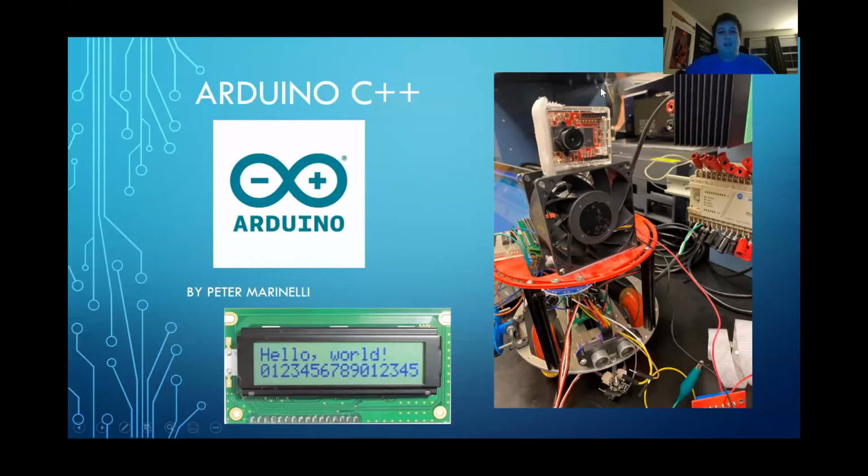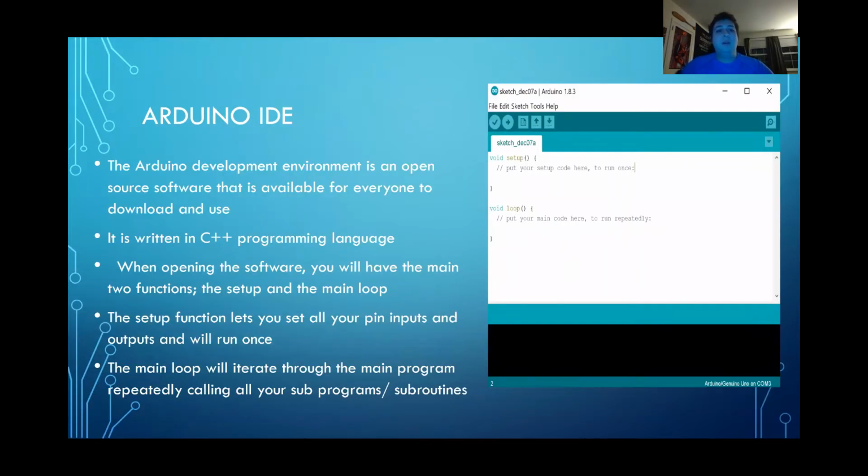Hey guys, today I'm going to talk to you about writing C++ in the Arduino software. The Arduino development environment is open source software that is available for everyone to download and use. I get on to the Arduino website, click download, and you're good. It is written in a C++ programming language. It's actually written in its own kind of C++ language. It's a little different from the one that we're normally used to, but all of it is pretty much the same thing, syntax-wise at least.